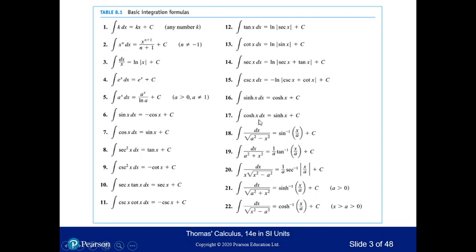16 and 17 we didn't cover. This is arc sine: the integral of dx over square root of a squared minus x squared is arc sine of x over a plus c. The integral of dx over a squared plus x squared is equal to 1 over a arc tangent of x over a plus c. These last three, 20, 21, 22, you don't actually need, these are too much.